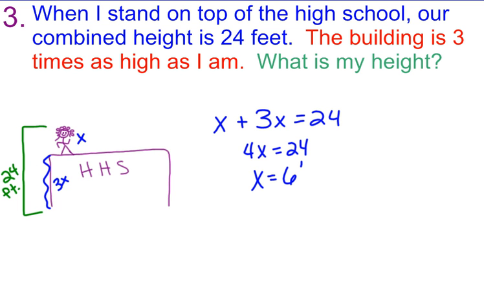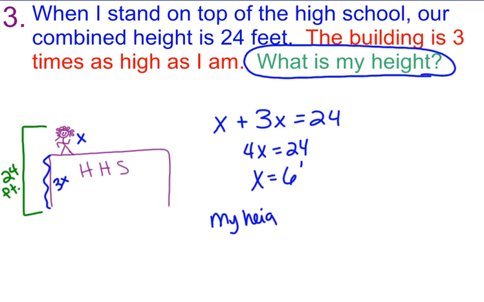It's important to remember what x is representing, though. X is representing me. Is it asking for my height? Look at the question. It is. It's asking for my height. So the answer is my height is 6 feet. That's my answer.